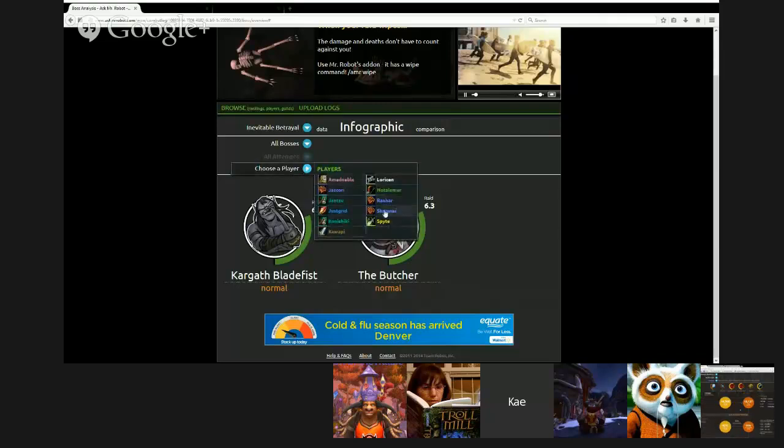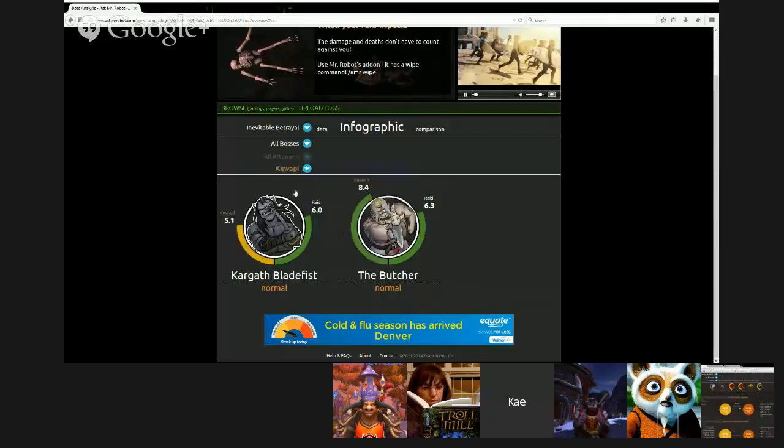So for instance, I'm going to go ahead and pick me. So there. I did about average on Kargath and did 8.4 on the Butcher. So this is what you'll see. The individual's rating is over here on the left, and the overall rating is over here on the right. That's just a quick thing to look at here.